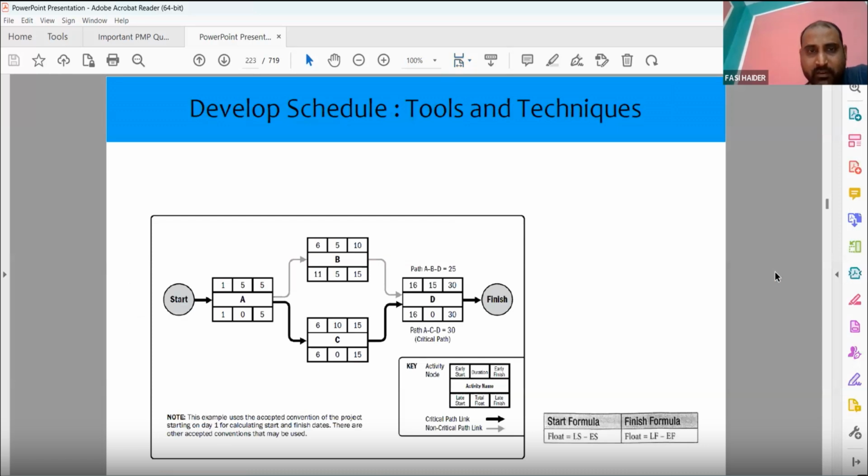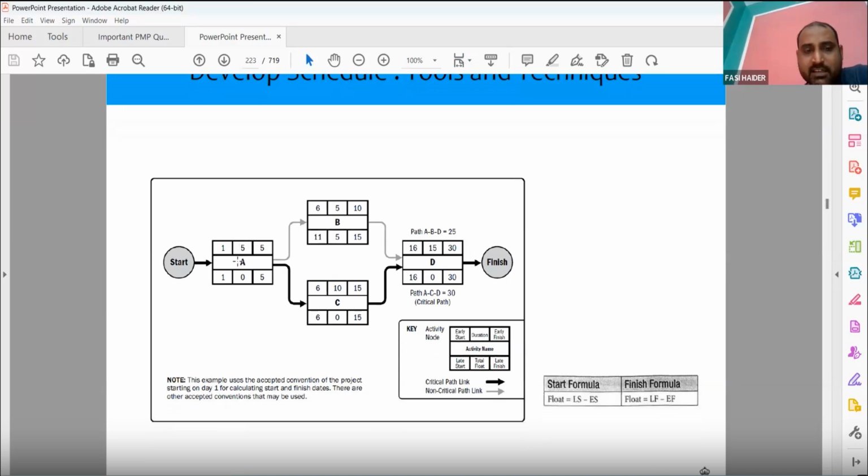So if you remember, we were talking about this scheduling system. We said, suppose an activity is there, there are tasks A, B, C, and D. The relationship is that B and C will start only after A is done, and D will start only after B and C both are completed.